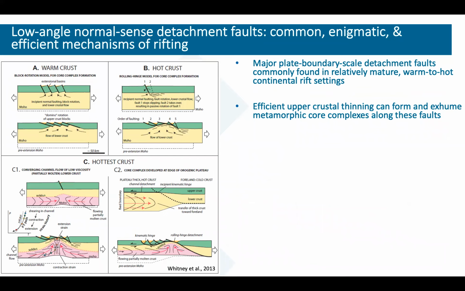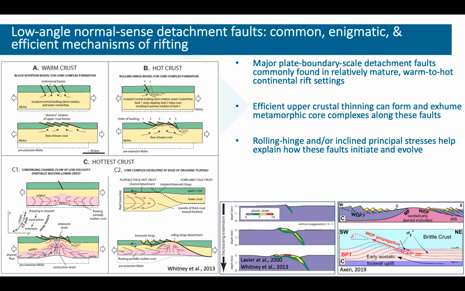They are really efficient at thinning the upper crust if extension localizes onto one main detachment fault, like is shown up here. Then they're able to exhume metamorphic core complexes, which are these intact structures in the footwalls of detachment faults that bring mid to lower crustal rocks up towards the surface. And these are commonly associated with most of your strain localizing onto one main detachment.